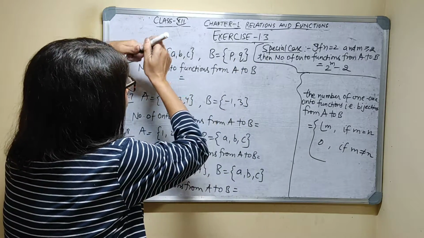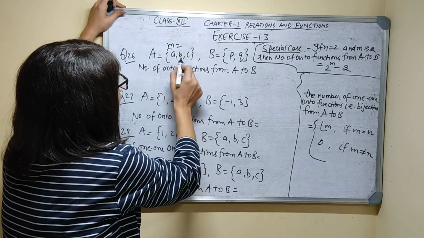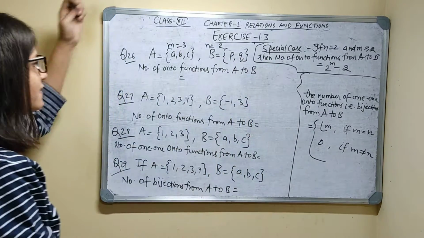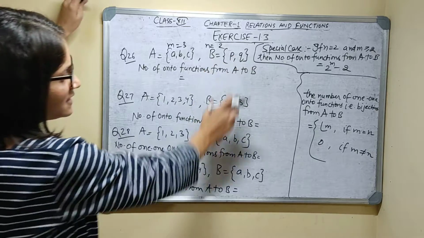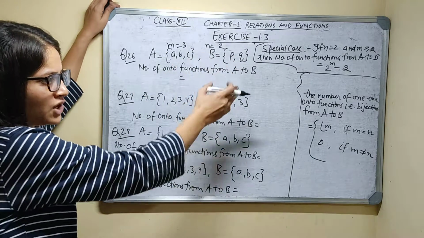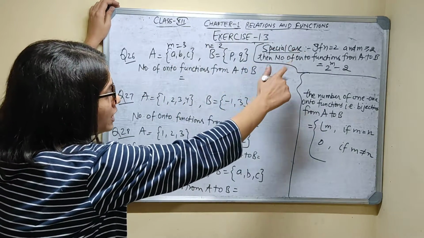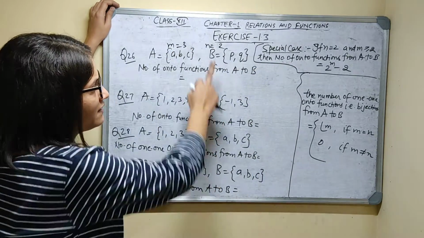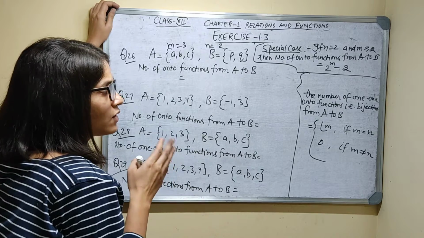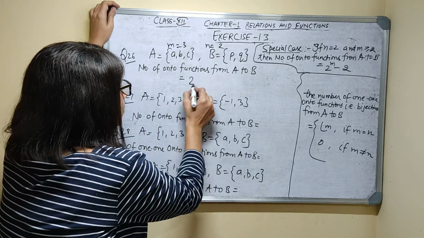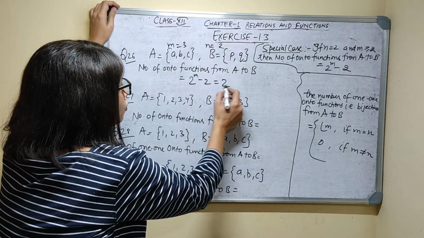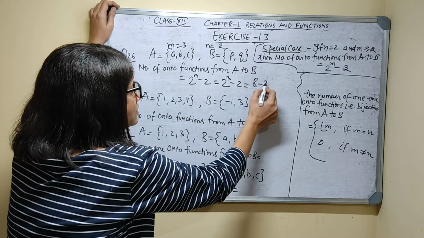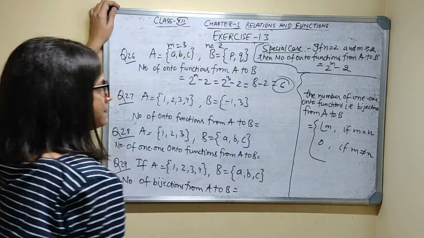If n is equal to 2, you know here the elements are m is equal to 3 elements, and n is equal to 2 elements. A special case is there if n is equal to 2 elements in set B, if we are finding functions from A to B. So n is equal to 2 and m is greater than or equal to 2. 3 is greater than or equal to 2 and n is equal to 2. So the number of onto functions from A to B is 2 power m minus 2. So 2 power 3 minus 2. 2 power 3 is 8. 8 minus 2 is equal to 6. So the answer is 6.